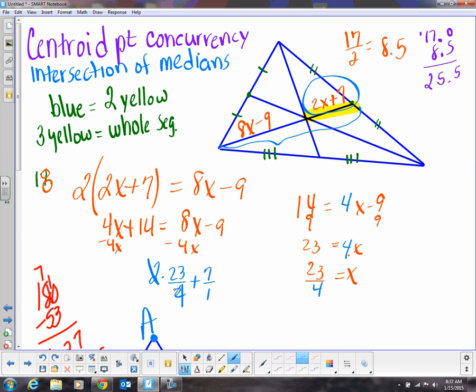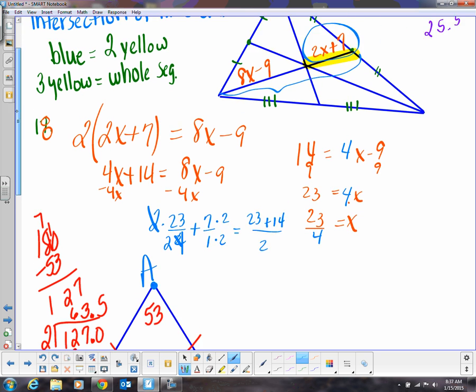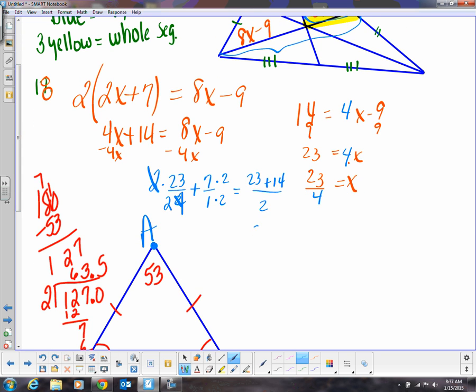So 2 goes into 4 2 times. So I'm going to get a common denominator. When you do it, the common denominator is 2. So I'm going to have 23 plus 14. I switched to fractions instead of decimals to do some arithmetic review. That's 37 over 2. Now that's the yellow.